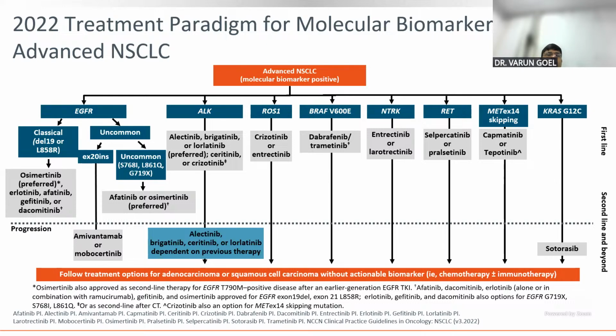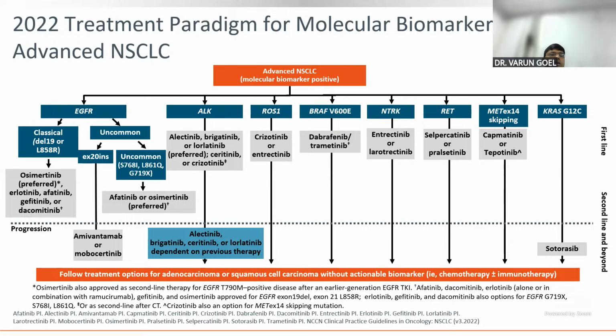So we have discussed different methods of how these tests should be done, and which different mutations can be checked and should be checked. According to guidelines, this is the flow chart for the treatment paradigm for molecular biomarker positive advanced NSCLC in 2022. If EGFR is there, then a third generation TKI is the preferred one, but in some resource constraint settings, we can go for a first generation TKI also.